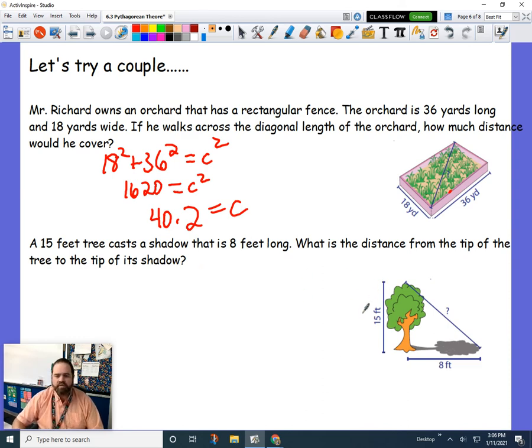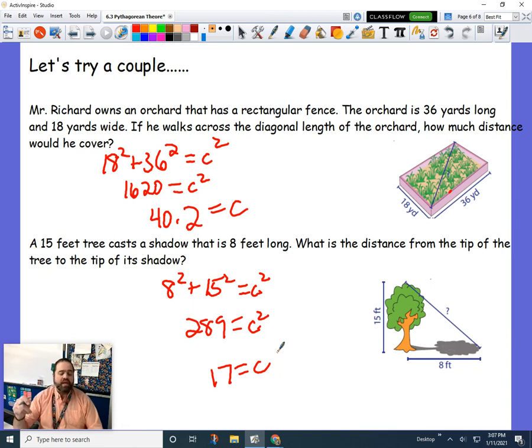Okay, this one, I've got a 15-foot tree casting an 8-foot shadow. We're trying to calculate from the tip of the tree to the tip of the shadow. So those are my legs again, 8 squared and 15 squared. We're looking for the hypotenuse. That's 289. So when I square root that, it is 17. Pay attention to what you're given. If you're given the diagonal length of anything, that means you have the hypotenuse, so you're trying to work backwards and find the leg. If you've got horizontal and vertical, you're trying to find the diagonal. So it really changes the setup depending on what you're given.